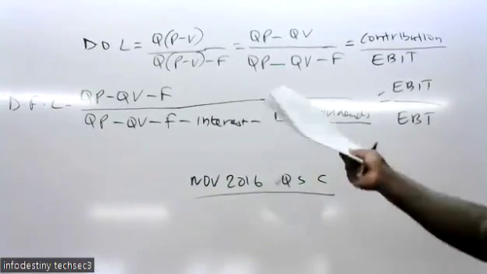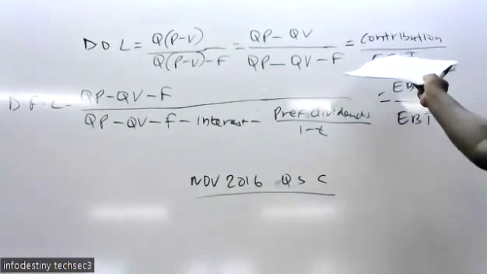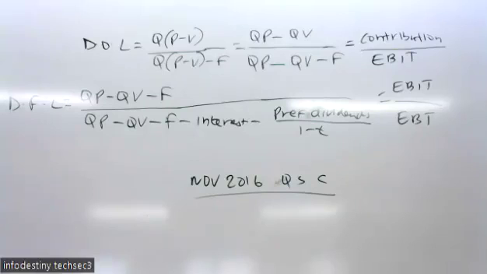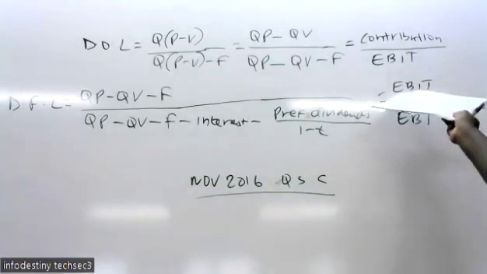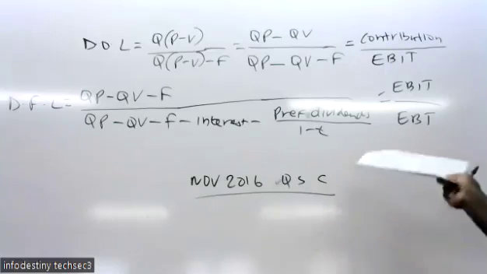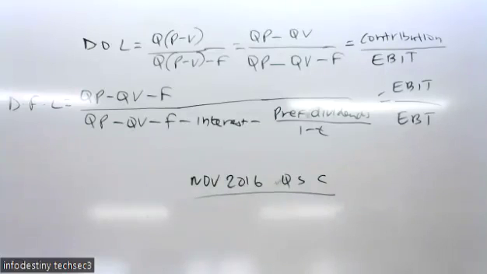So the degree of operating leverage can also be given by contribution divided by the earnings before interest and tax. Then also the degree of financial leverage can be given by earnings before interest and tax divided by earnings before the tax.